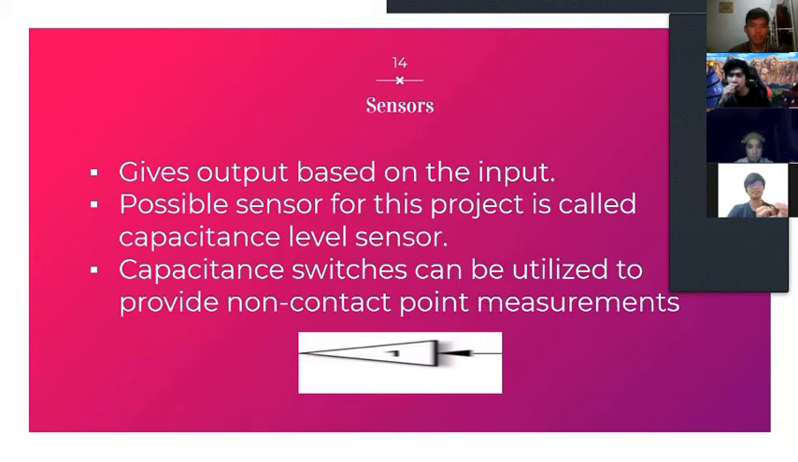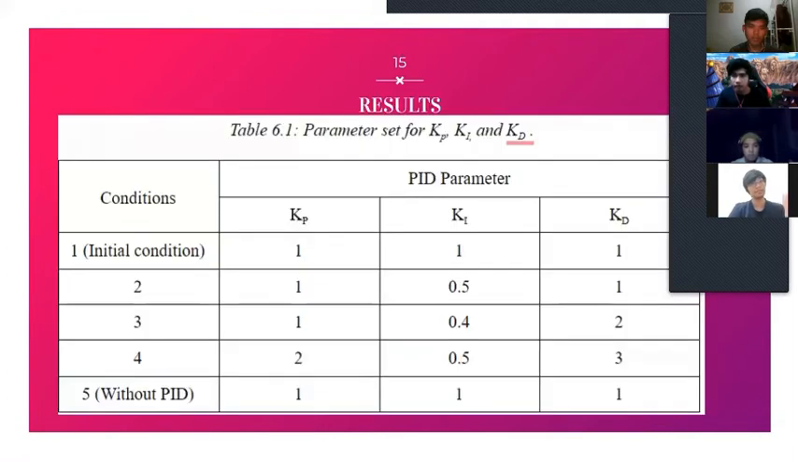Capacitance switches can be utilized to provide non-contact point measurements of the water level. Okay, the figure below shows the sensor used for this system. Okay, next slide.